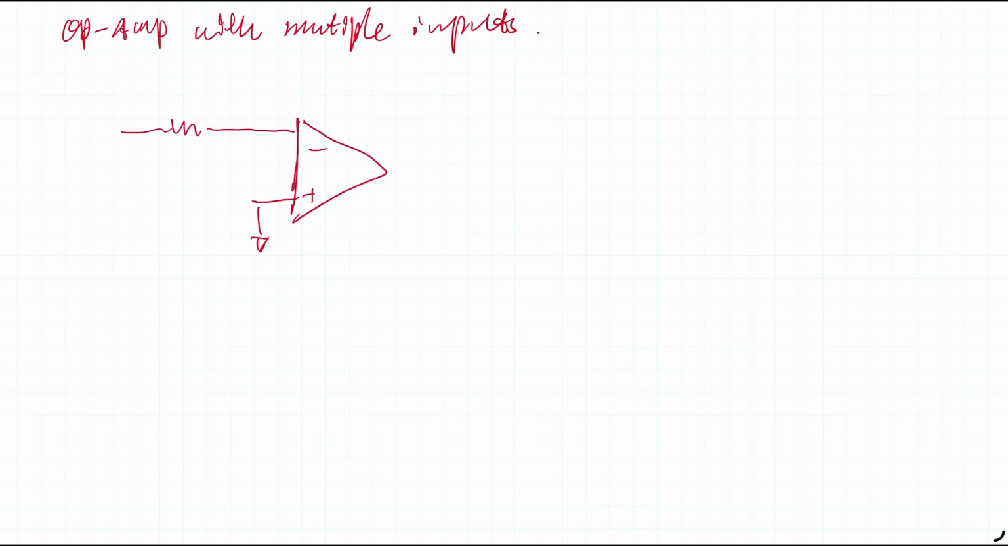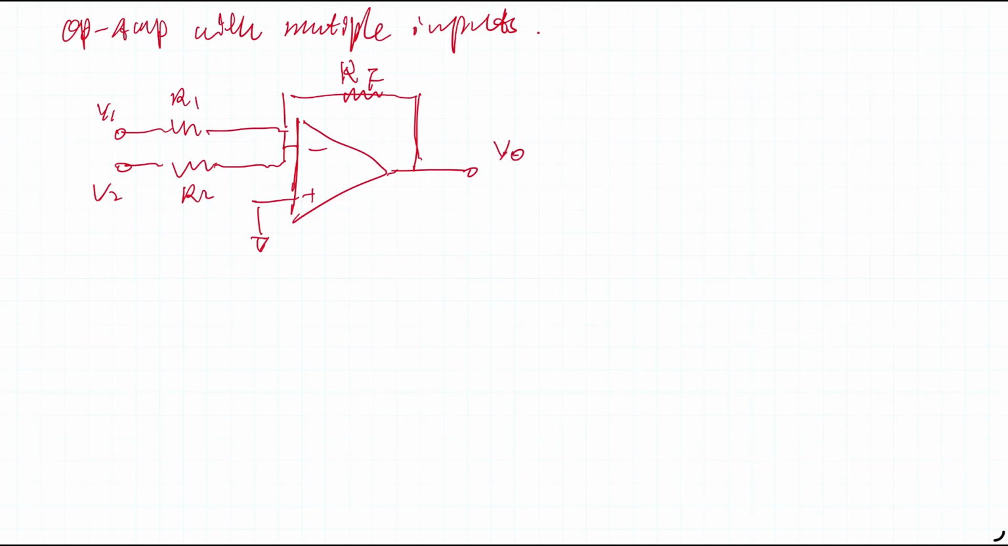Our input resistor here. Let's draw this properly. This wire goes together to the inverting side. So we have V1 with R1, V2 with R2, and then the feedback resistor RF here and Vout.